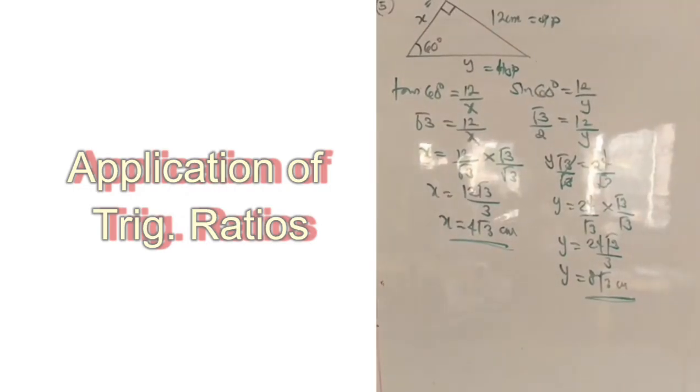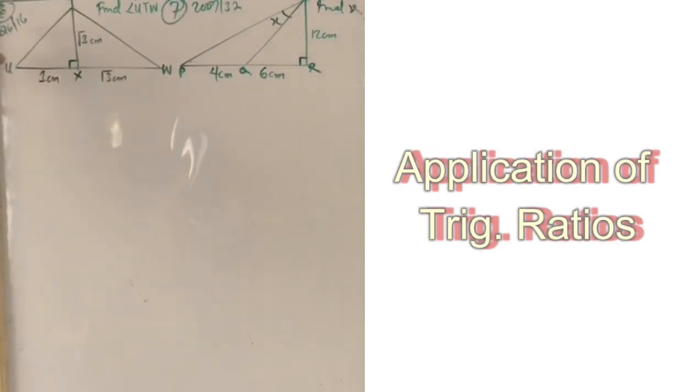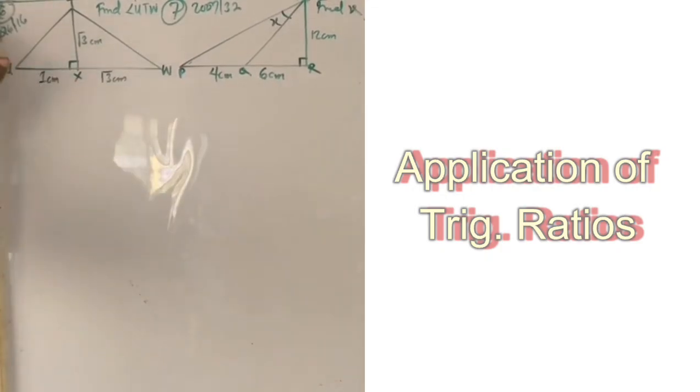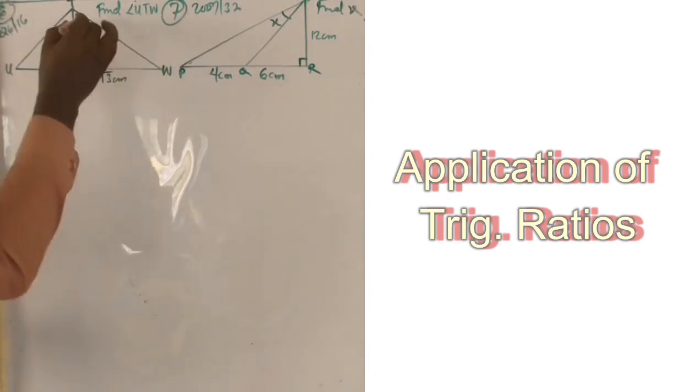Let's make the question more difficult for the standard. Now on the board, we have 2 questions, 6 and 7. This question 6 is actually from 2016 number 16. So you are told to look for angle UTW, the whole of this angle.